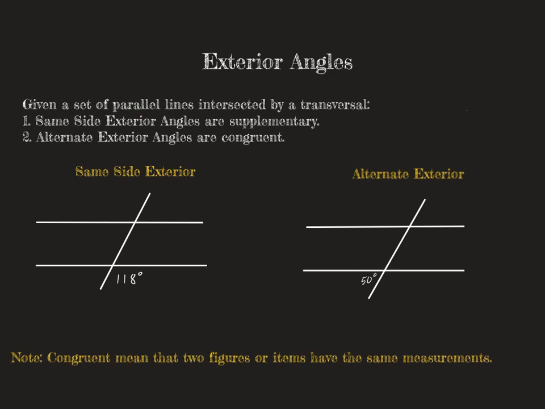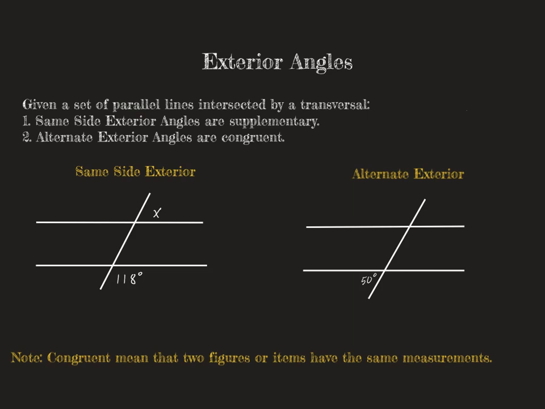Right here, we're going to be dealing with exterior angles. So now, given a set of parallel lines intersected by a transversal, so similar to the other one, we're going to be dealing with same side exterior angles, and same side exterior angles are going to be supplementary. So that means that they're going to add up to 180 degrees. So the same side exterior, it will be right here for the first one.